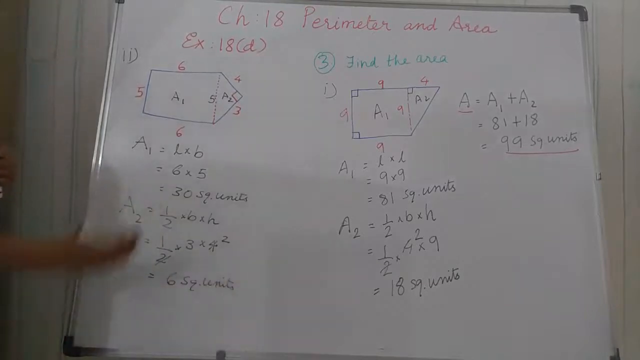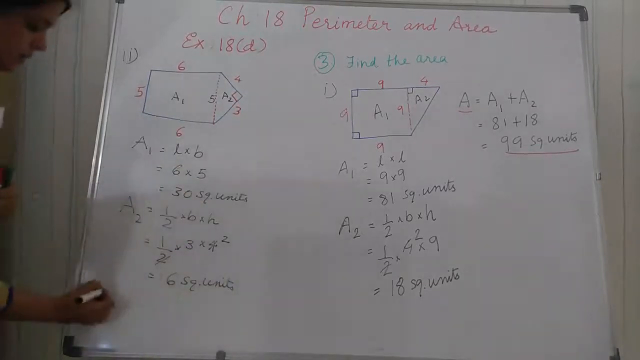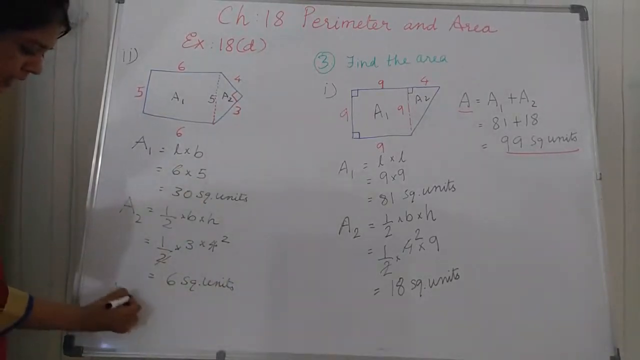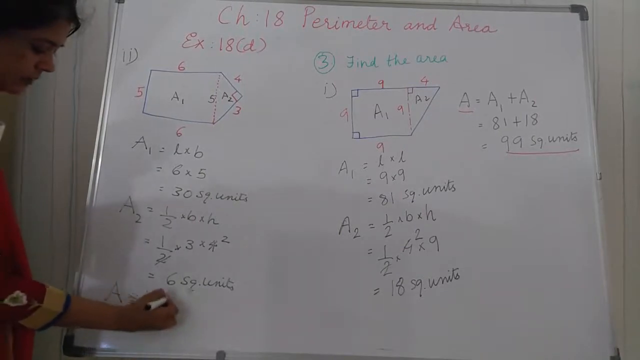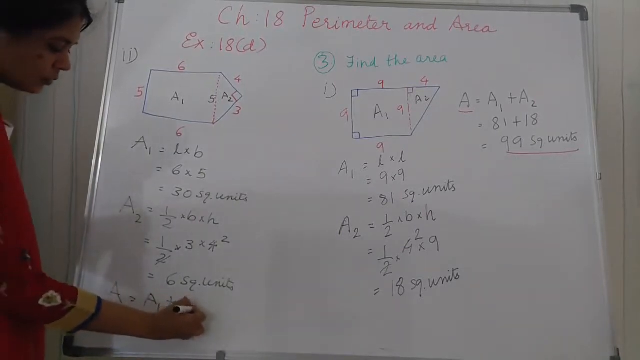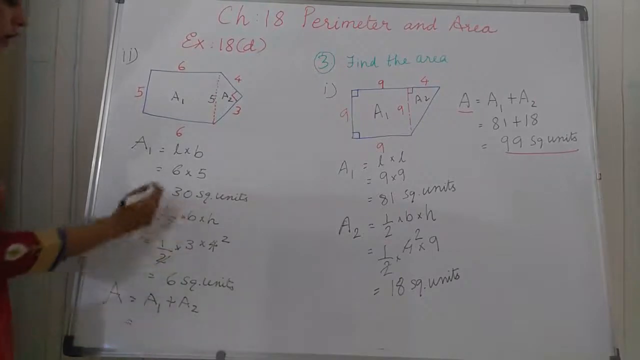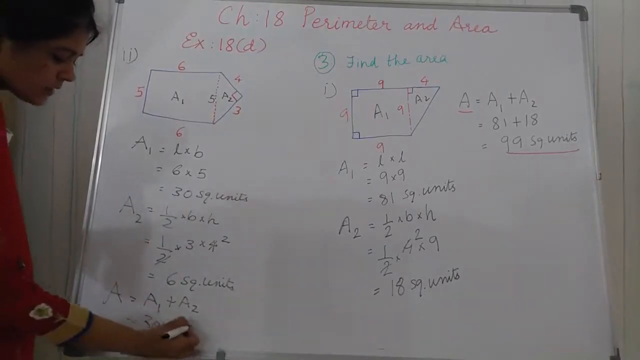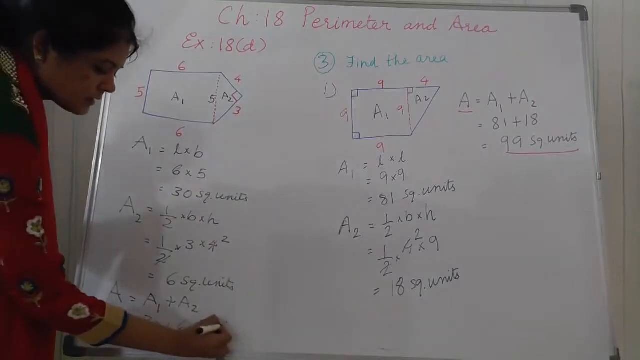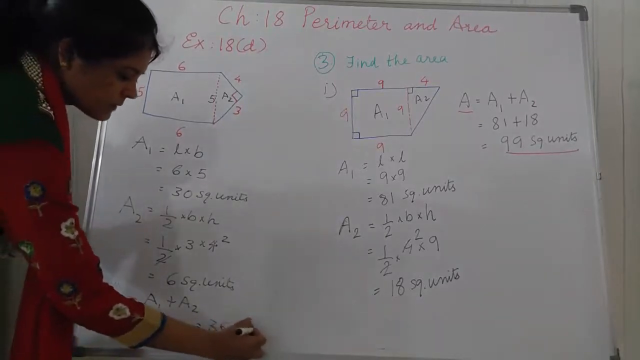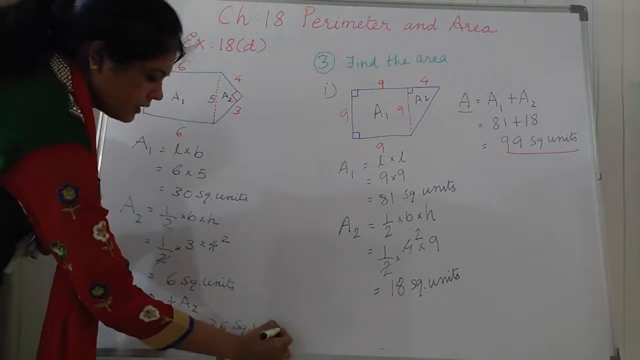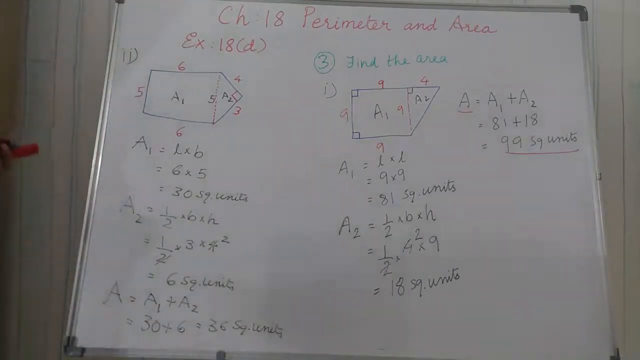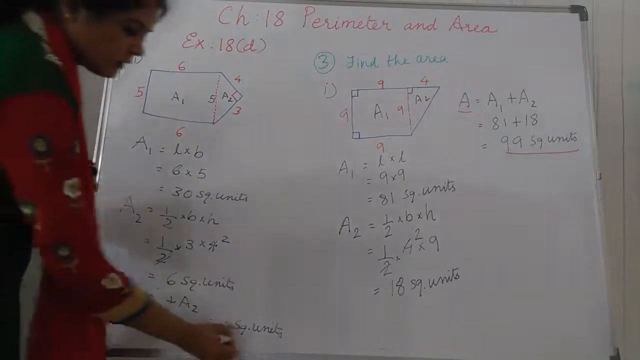Now we take the whole area here. For the whole area, A1 plus A2 is equal to, A1 is 30 square units and A2 is 6. So the total is 36 square units. So this is our answer number 2, which is given to find the area of the figure.